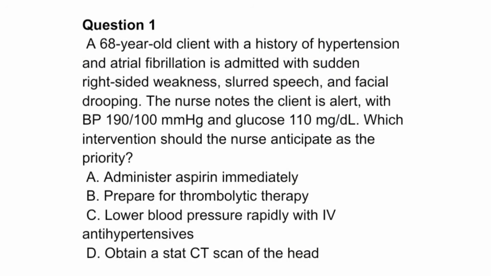A 68-year-old client with a history of hypertension and atrial fibrillation is admitted with sudden right-sided weakness, slurred speech, and facial drooping. The nurse notes the client is alert, with BP 190/100 mmHg and glucose 110 mg/dL. Which intervention should the nurse anticipate as the priority?